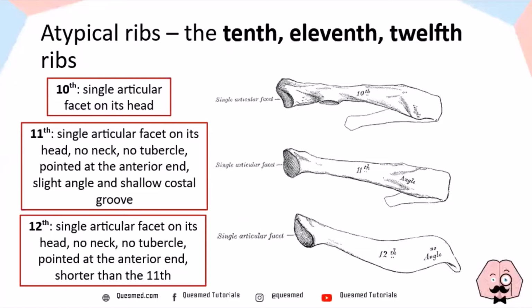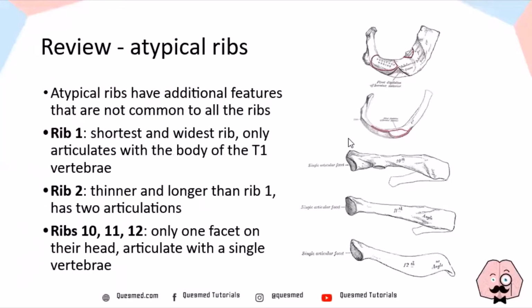The 11th rib only has one facet. It doesn't have a neck or a tubercle, and it's slightly more pointed and has a shallower costal groove. And this is a similar story for the 12th rib, and it's also shorter than the 11th. And if you remember, ribs 11 and 12 are floating, so they're much shorter than other ribs are. And this is just a brief overview of the 5 atypical ribs that I've just discussed.